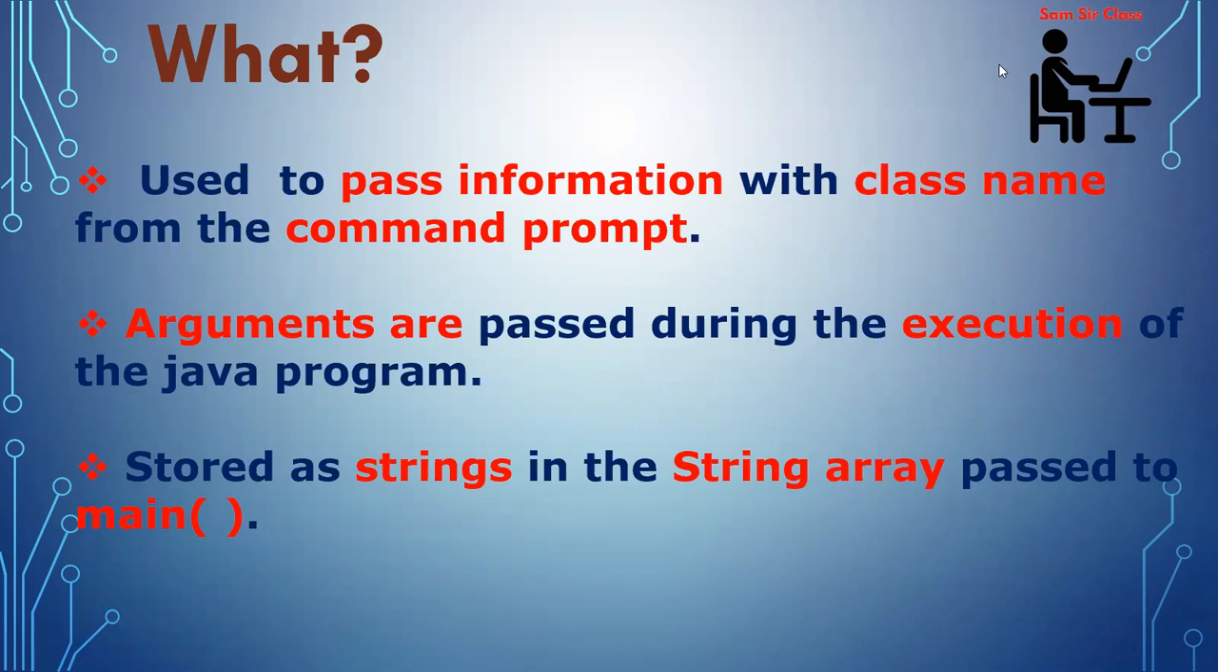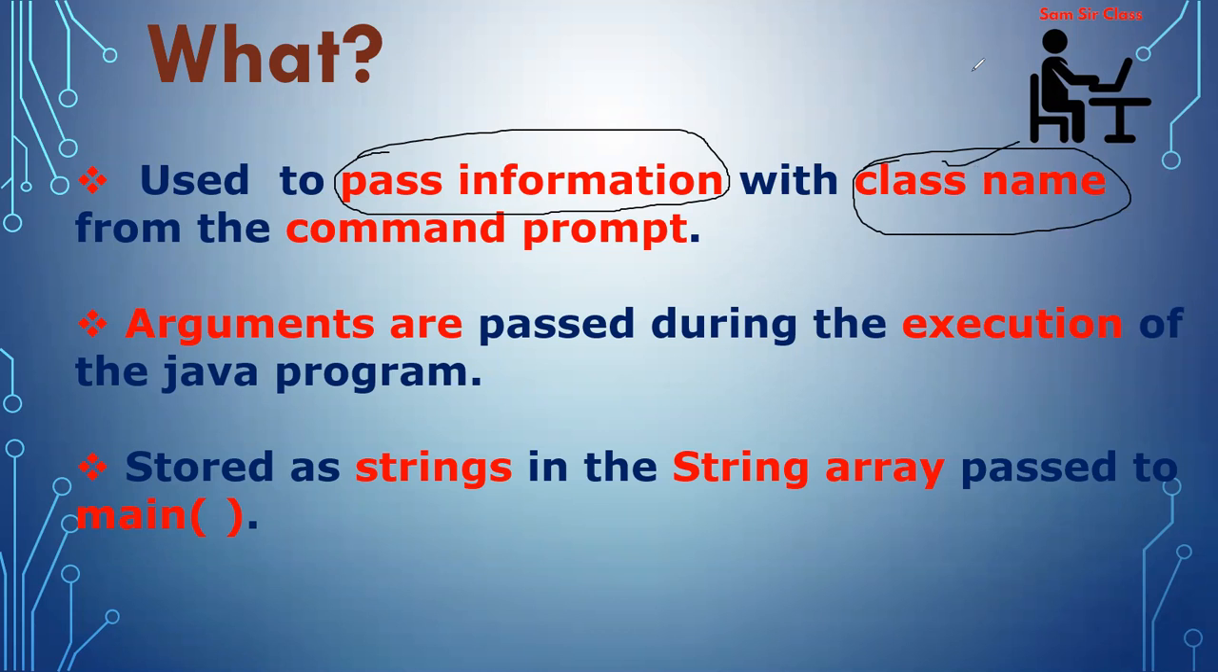It is used to pass information with the class name from the command prompt. So you are providing some information to the program as per the requirement along with the class name, because JVM needs to identify which class's main method this information should be passed to. Normally it is understood that these arguments are passed during the execution of the Java program. Why during the execution? Because JVM calls the main method to initiate the execution process.